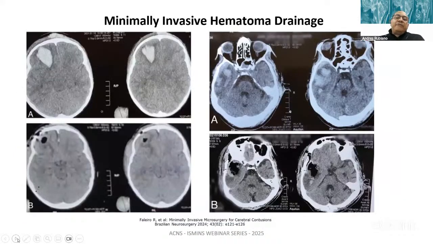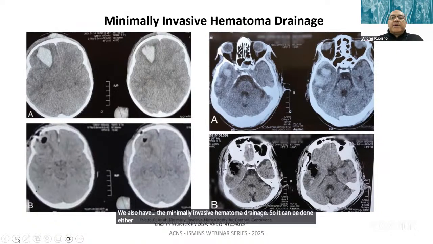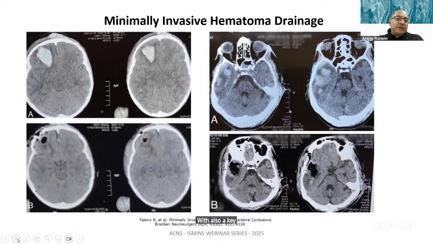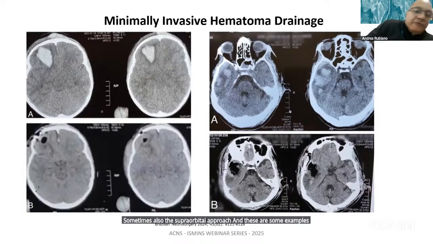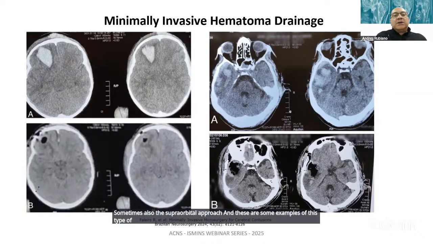We also have the minimally invasive hematoma drainage. So it can be done either by endoscopy or by open technique, with also keyhole approaches like the pterional one, sometimes also the supraorbital approach. And these are some examples of this type of management for brain contusions mostly.